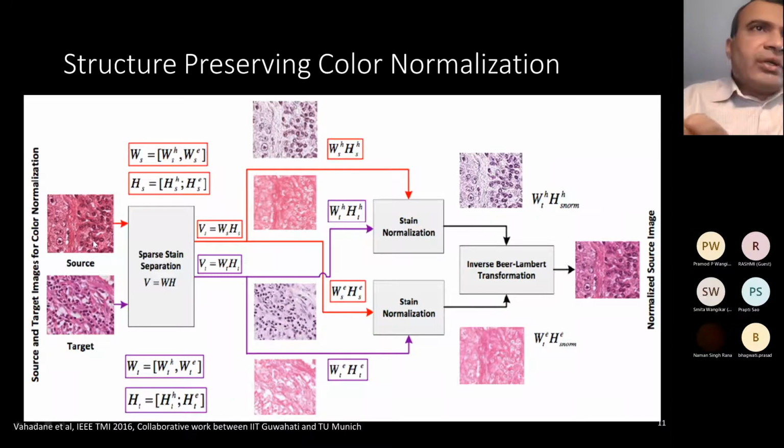Another challenge is that when you get data from two different hospitals, sometimes the colors look very different. And if you train ML on data from this particular hospital, it may not work very well on data from the source hospital. So we developed a stain normalization technique where we don't change the structure of the tissue, but just change the color using sparse non-negative matrix factorization.